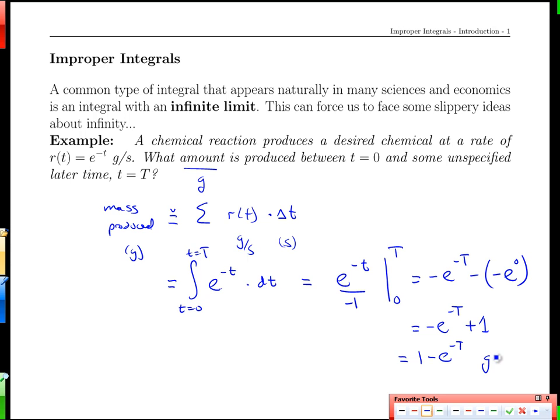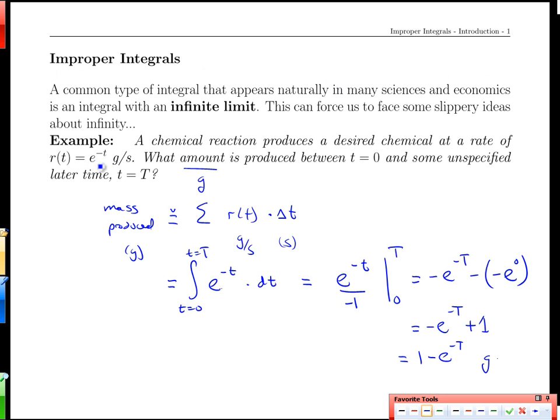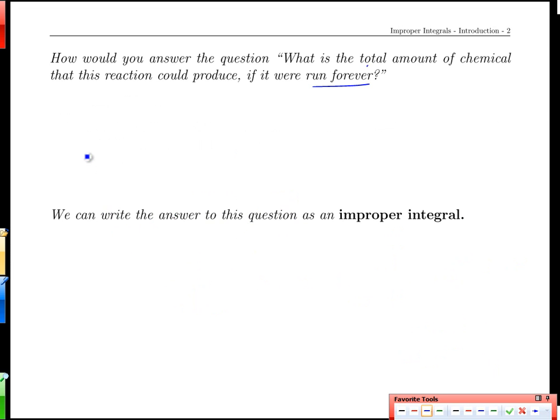Well, so what does that mean? One of the follow-up questions we might ask is, what's the total amount of chemical that would be produced if it were run forever? We know there's a diminishing returns happening here. We're producing less and less because the rate is an exponential decay. So in principle, we could say, well, okay, 10 minutes, an hour, what happens if it runs forever? It's going to give us less and less as we go on. Is there basically a limit to what's going to happen here? And it turns out there is, of course.